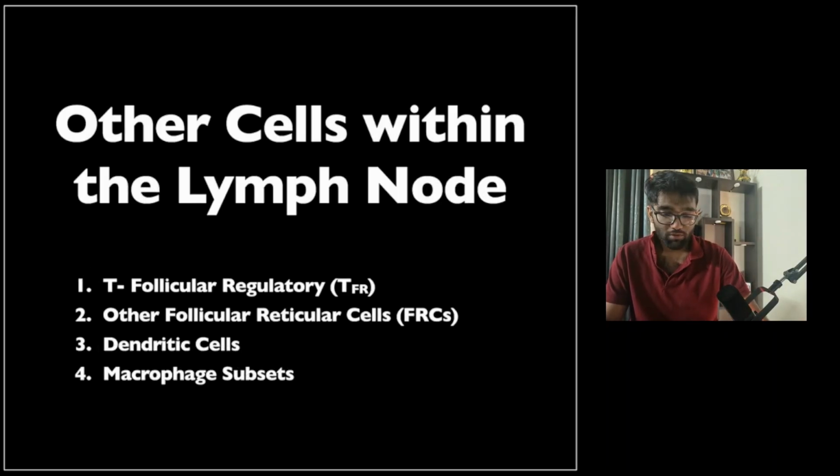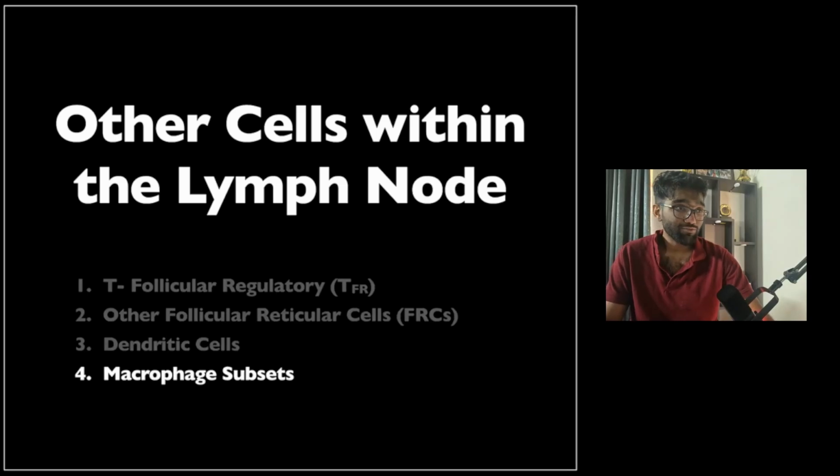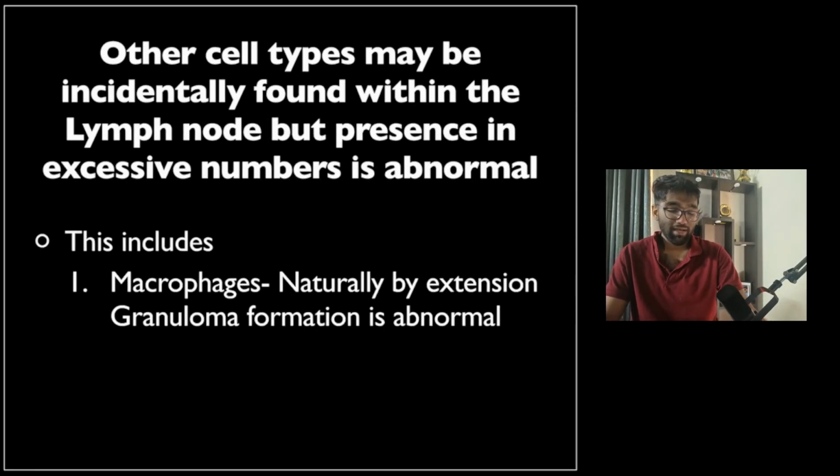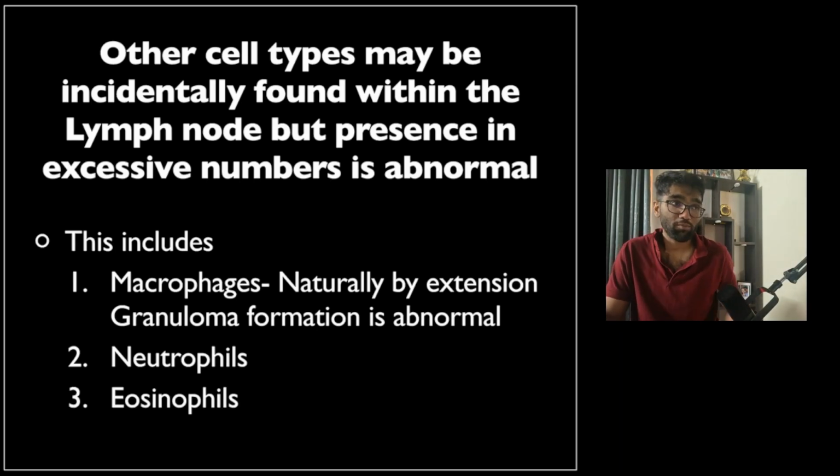The last cell type that I'll be talking about are the macrophage subsets that are present within the lymph node. Macrophage subsets, naturally by extension granuloma formation, is abnormal within the lymph node. Neutrophils in a large number or eosinophils in large numbers within the lymph nodes are also abnormal. So again, in pathologies we'll see that we find these abnormal cell types. But what is not abnormal, that is plasma cells and plasmablasts.